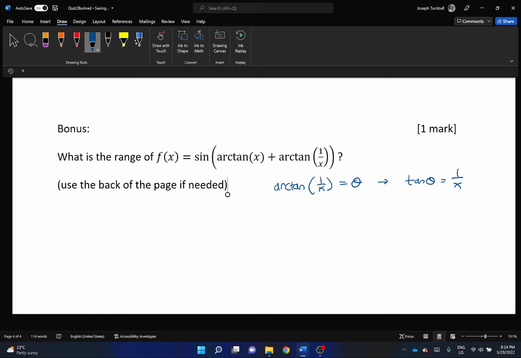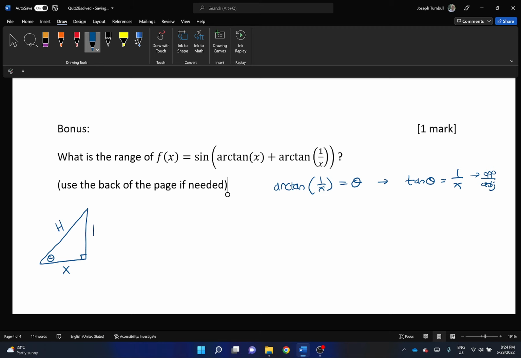I'm going to draw a picture of that. What does that look like? Okay, so I'll put theta here. This is opposite over adjacent. So my opposite will be 1, adjacent I'll put an x. And I'll put a hypotenuse up here, I'll call it h.